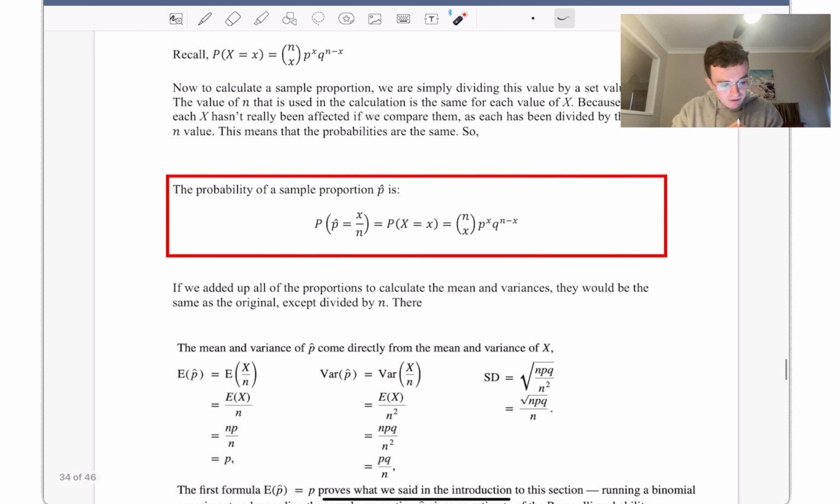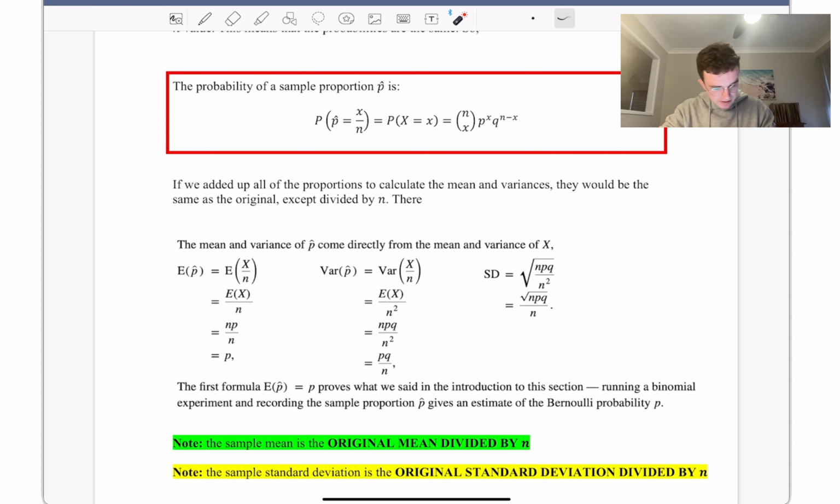So the probability of each sample proportion, and this is where you don't want to accidentally confuse yourself and say the probability of a probability, is just the same formula as the probability for a binomial random variable.